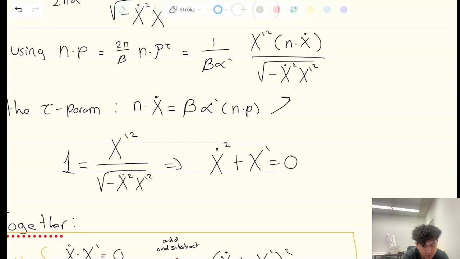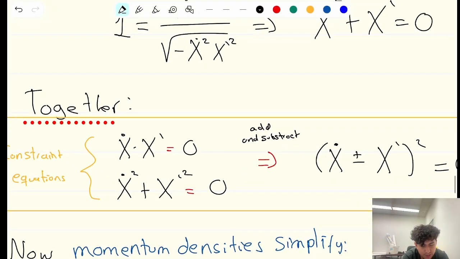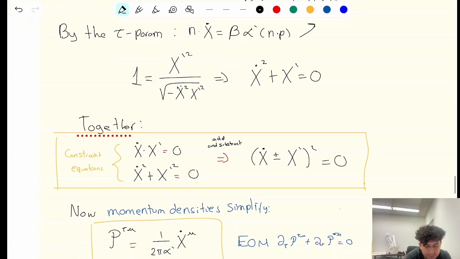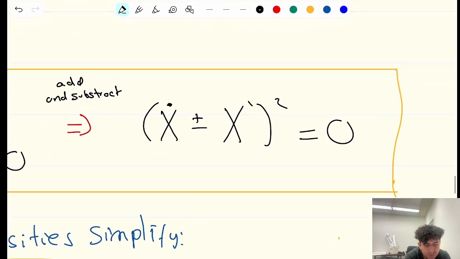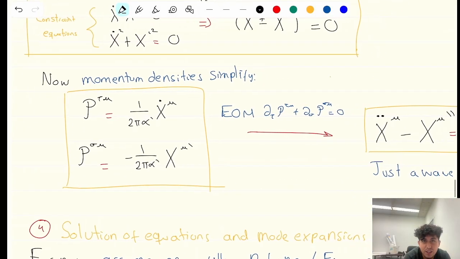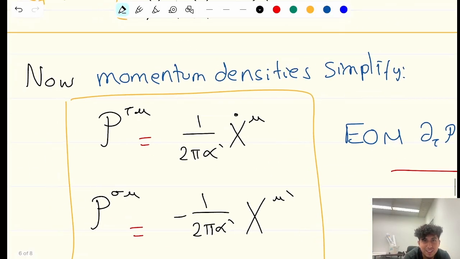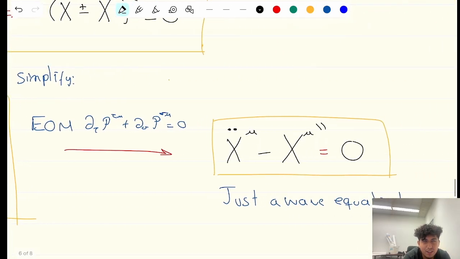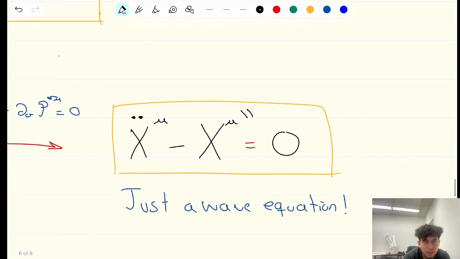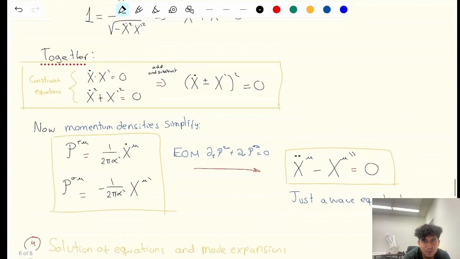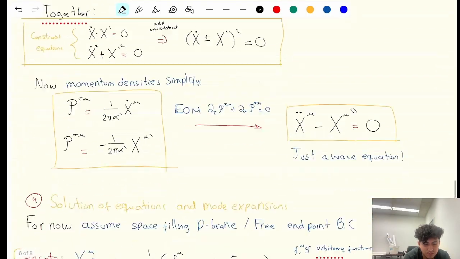This is one of the constraint equations. We just summarize two of them here. We can add them and subtract them. We already did this last lecture, but with the static gauge, but we can get a similar equation here. This one looks much simpler than before, and we can also hugely simplify the momentum densities like this. Then just plug it into the equation of motion, and you get this beautiful equation that is just a wave equation. So these are the fundamental equations that we're going to use.